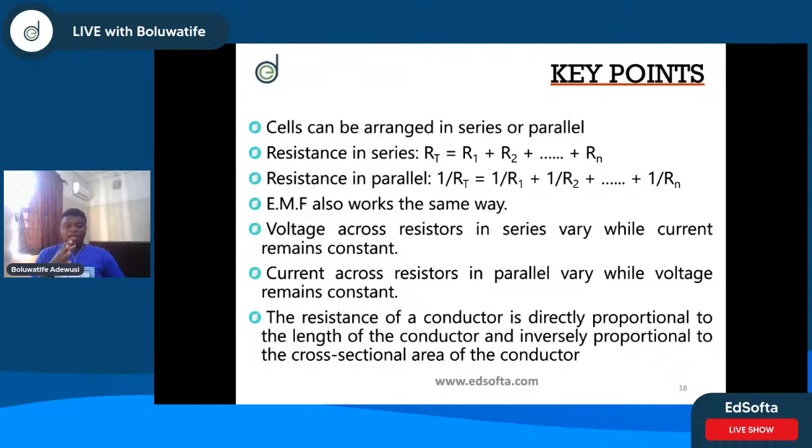If you calculate total electromotive force in series, it will be E1 plus E2 plus E3 all the way. But for parallel, it will be 1 over E1 plus 1 over E2, and so on and so forth. And then we've talked about this. Voltage across resistors in series vary while current remains constant. But current across resistors in parallel vary while voltage remains constant.